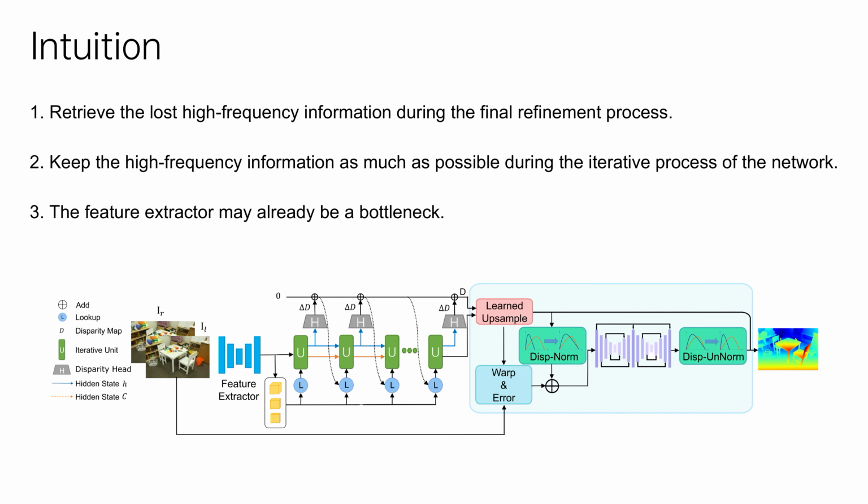To preserve high-frequency information, we believe that there can be three aspects of improvement. The first is to retrieve the lost high-frequency information during the final refinement process. The second is to keep the high-frequency information as much as possible during the iterative process of the network. Finally, the feature extractor may already be a bottleneck, so it is also effective to propose a better feature extractor.